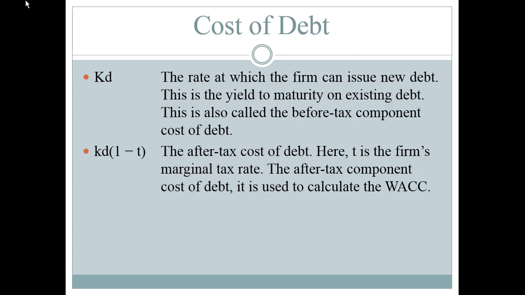Alright, so WACC is the weighted average cost of capital. So when we're calculating WACC, we use the after tax component cost of debt. We don't use KD, we use the after tax component cost of debt.